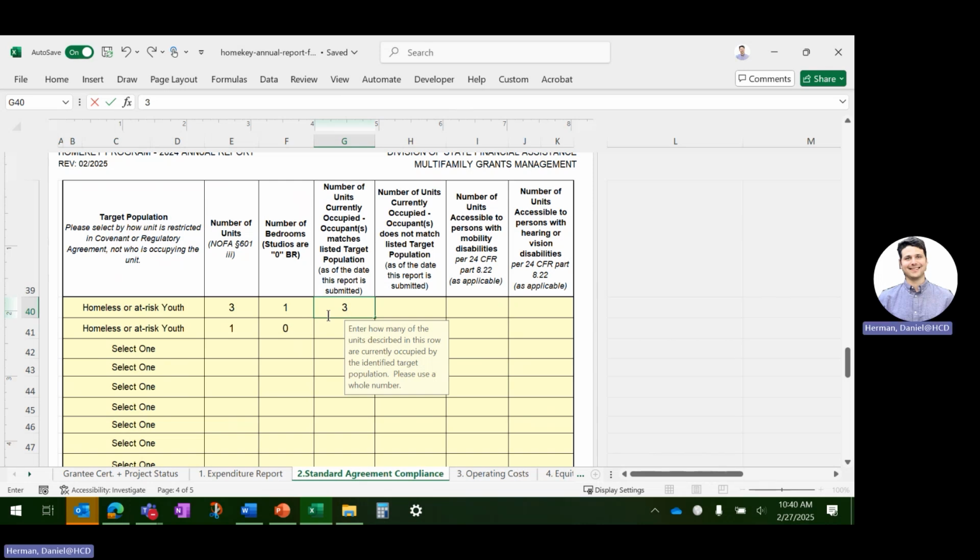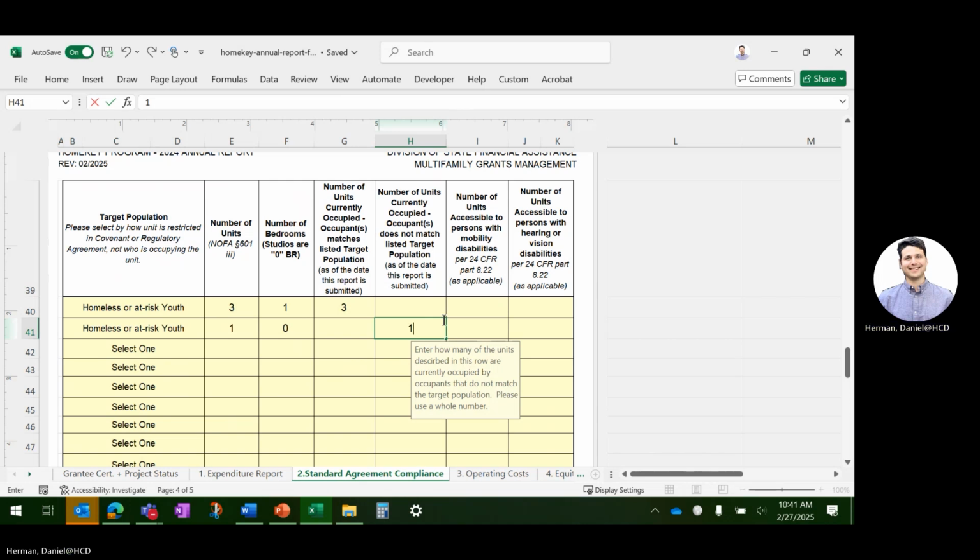But column H is also an opportunity to report if the unit is occupied, but by an occupant that does not match the target population. So let's say, yes, you have 100% occupancy, but this person is not a homeless youth. Maybe they're 30 years old, over what's considered youth. You would mark 1 in this column H.